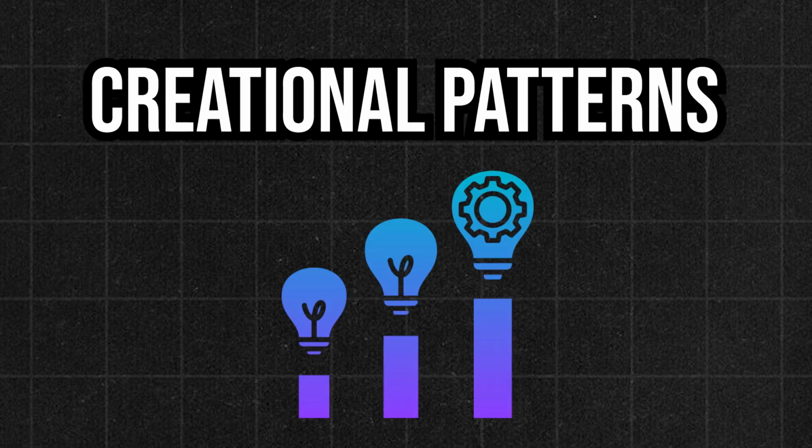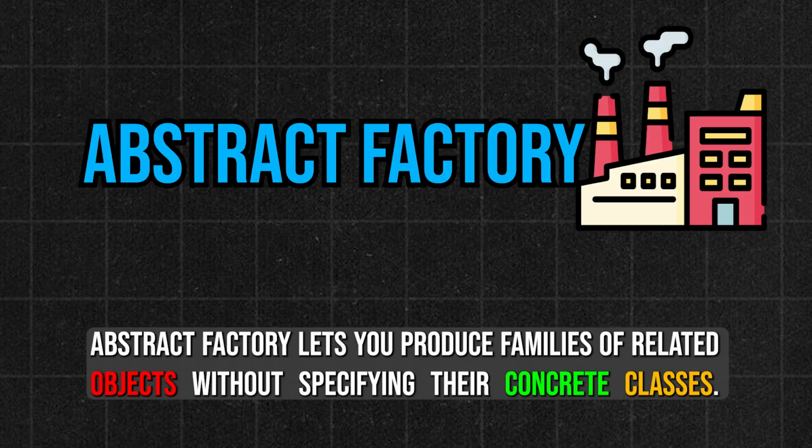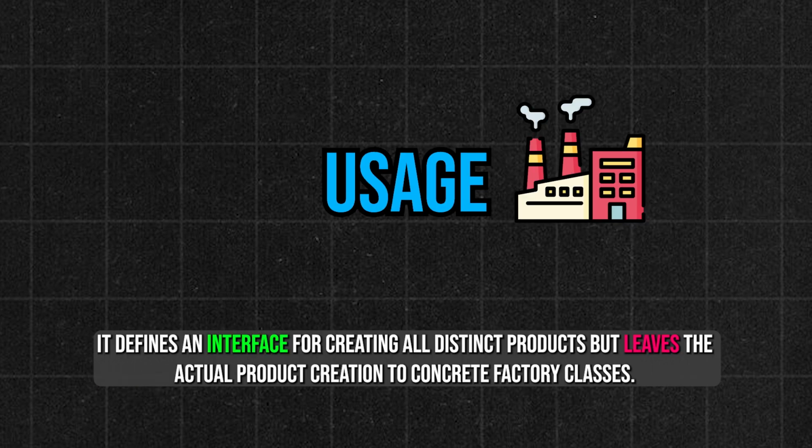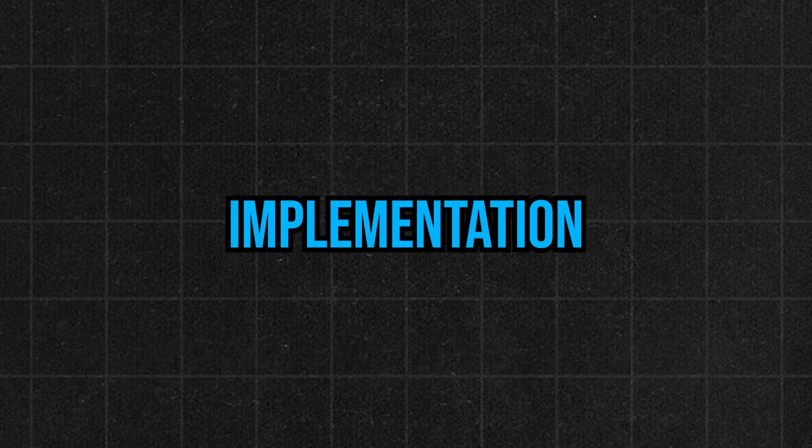Now we are diving into the creational design patterns. Abstract Factory lets you produce families of related objects without specifying their concrete classes. So, it defines an interface for creating all distinct products, but leaves the actual product creation to concrete factory classes.